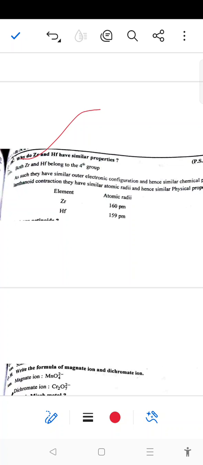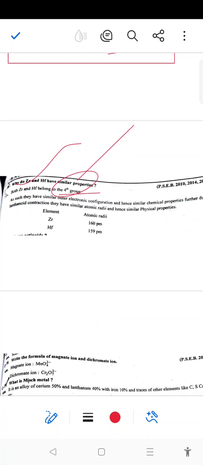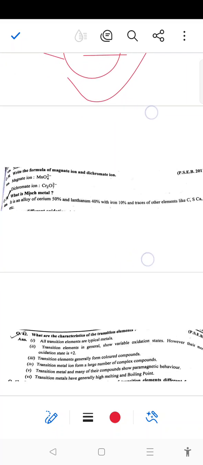Both zirconium and hafnium belong to the 4th group and they have similar electronic configuration and similar chemical properties. ठीक है. And this is all due to the lanthanide contraction. Due to the lanthanide contraction, both the elements have similar atomic and ionic radii and similar properties. As we know, the atomic radius of zirconium is 160 picometer and hafnium 159 picometer. So they have similar size and similar properties.